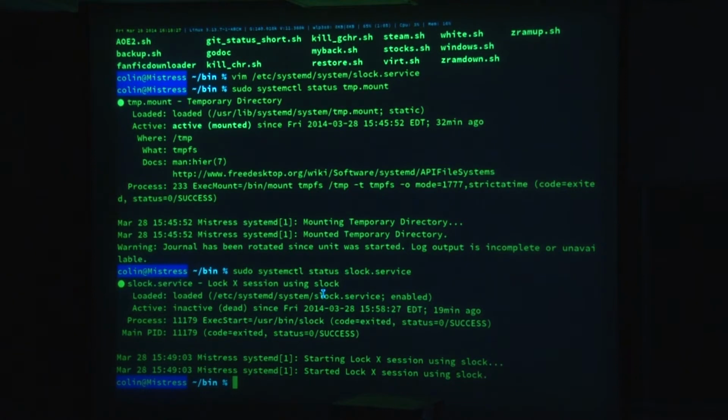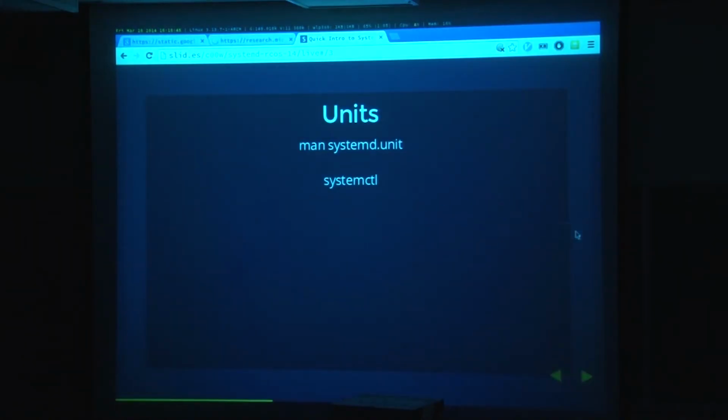There's actually a bunch of other stuff that can go in unit. So things like this unit starts after another unit, this unit requires another unit, this unit starts before another unit, this unit should be restarted when another unit's restarted. There's about 100 options. So if you're interested in that, read the systemd.unit man page. So that's fun.